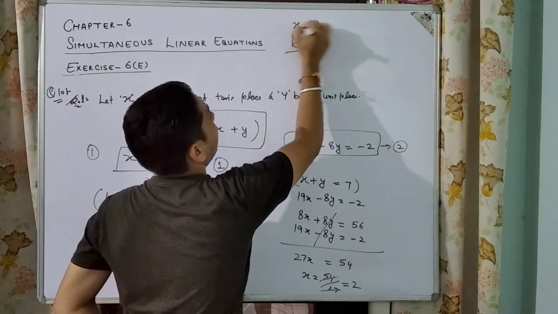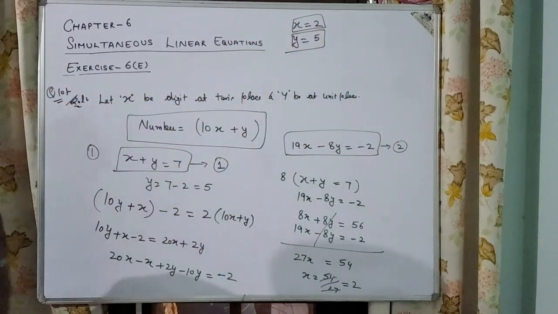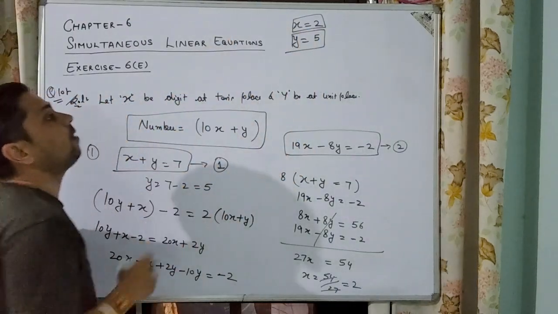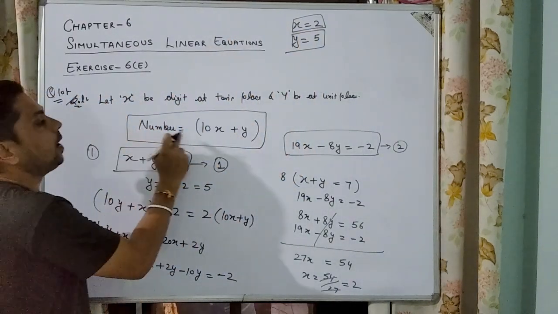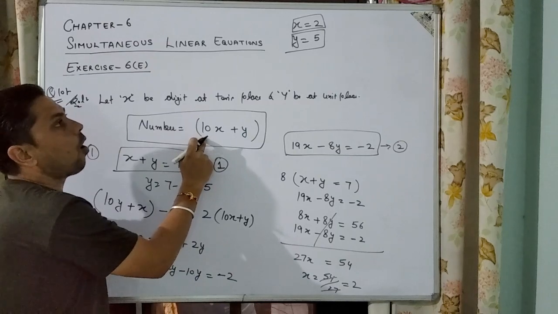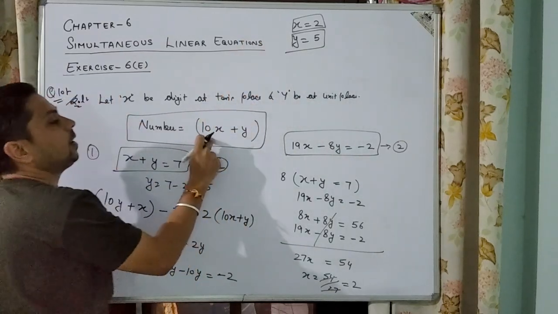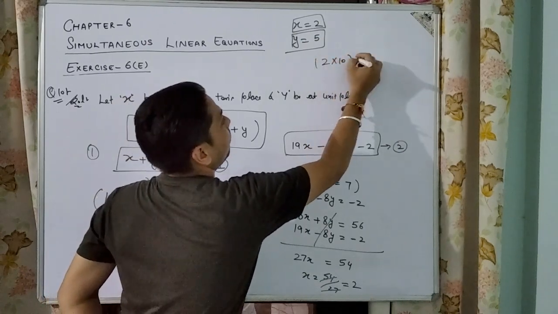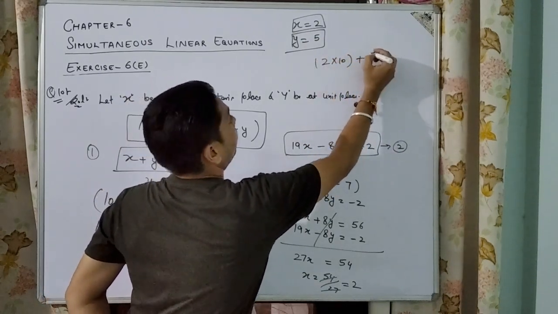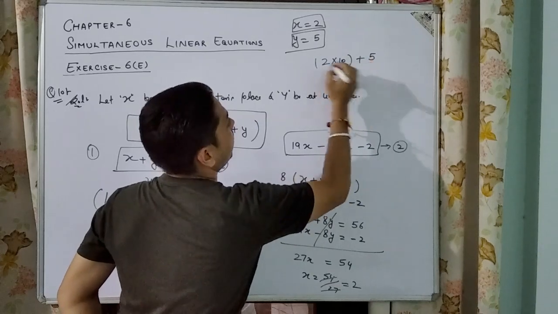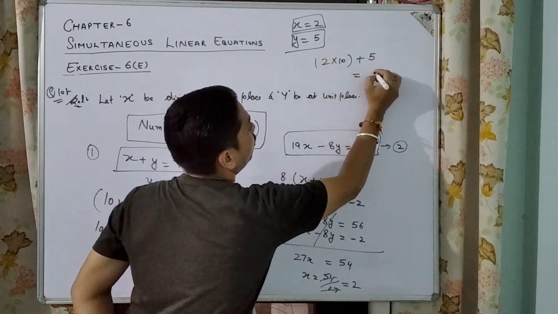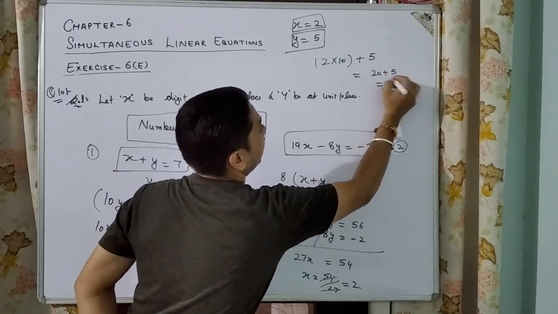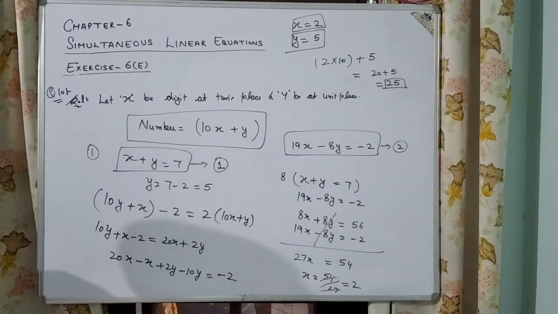That means the digit at the tens place is 2 and the digit at the ones place is 5. So the required number will be, put the values of x and y in the given number: 2 multiplied by 10 plus 5. So the number will be equal to 20 plus 5, that is equal to 25. The required number is 25.